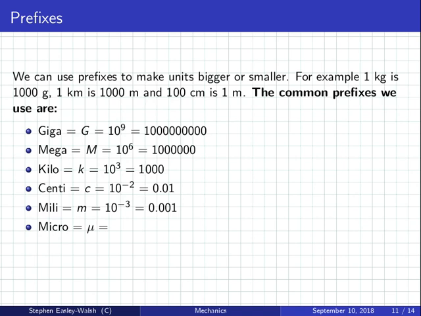You'll need to learn your Greek letters in physics because they're used a lot. How big is this? What power? Minus 4? No, smaller than that actually. It looks like it should be minus 4 because of the order, but it's actually smaller than that. Minus 6, yeah.